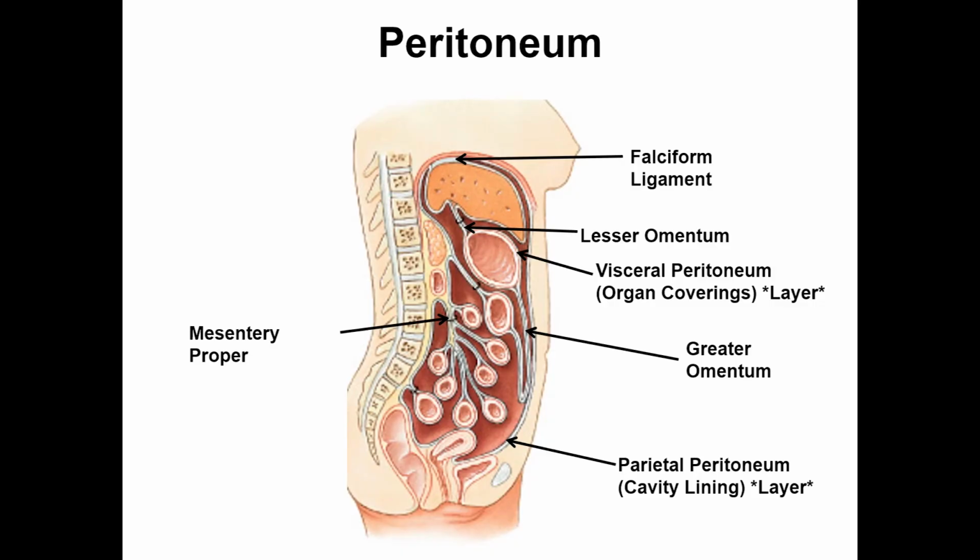On this picture we can see the peritoneum. The parietal peritoneum is the lining of the abdominal cavity. The visceral peritoneum is the lining of the organs themselves. The mesentery proper holds the small intestines together. The lesser omentum connects the liver to the stomach, and the greater omentum is the covering of the intestines in the anterior portion of the cavity.